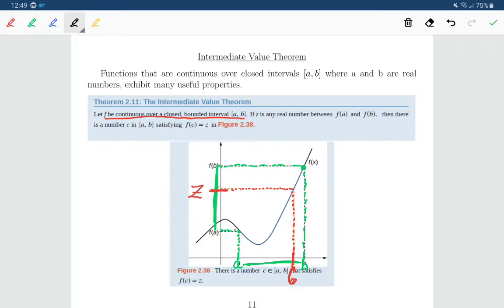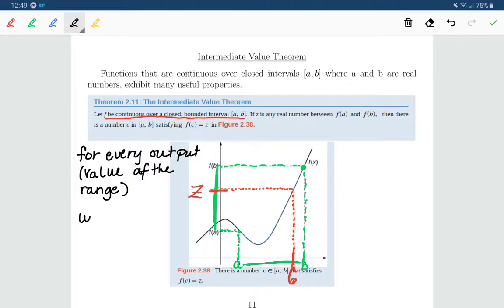Another way of saying this is that for every output of the function on the interval, so for the outputs we're talking about a value of the range, we can find at least one value in the domain, at least one corresponding value.